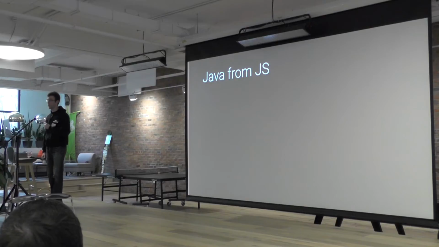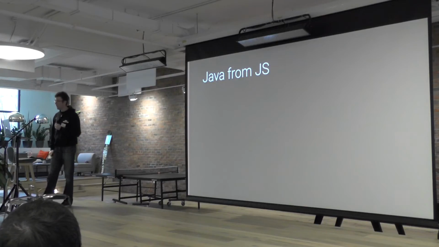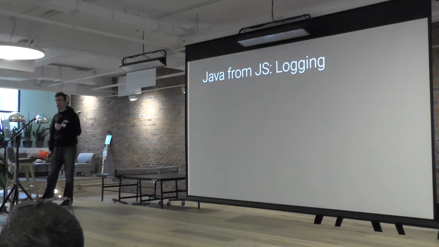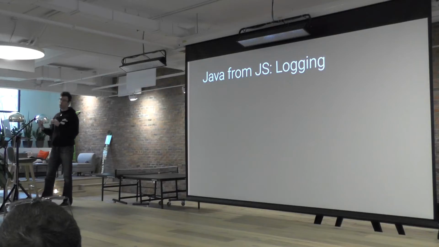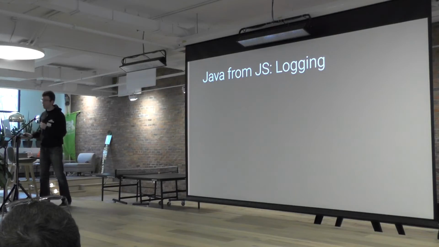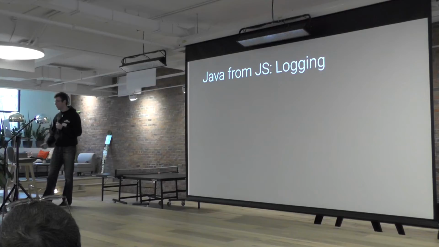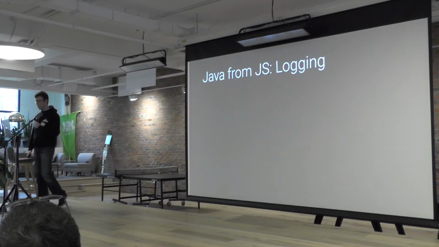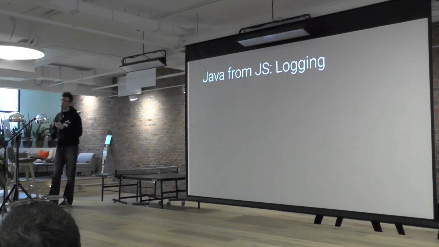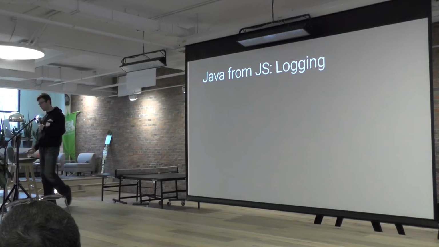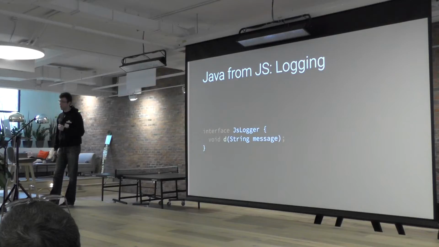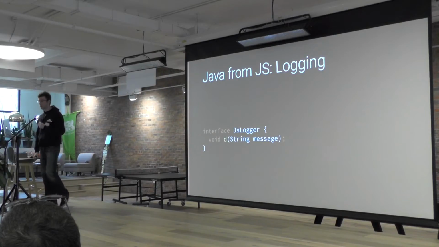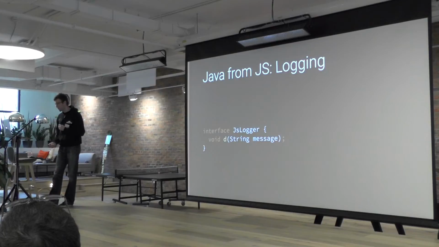Let's call Java from JavaScript. Now, why would you want to do this? One really great example is for logging. Right now, your JavaScript is this black box where you call into it and you hope that you get a result out, and you have no idea what's happening underneath. You can't debug through the JavaScript, unfortunately. So you can hook it up so that whenever your JavaScript wants to log something, it gets proxied to your Android logs. So we have this interface, JS logger. Just for the simplicity of this talk, it only has one method called D, which is for logging debug messages.